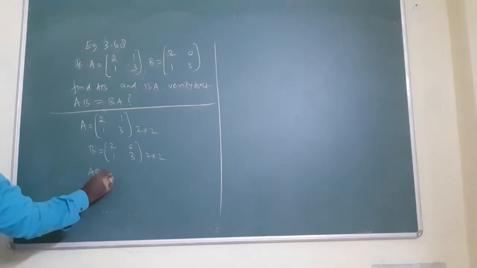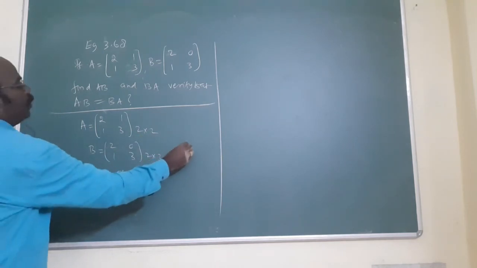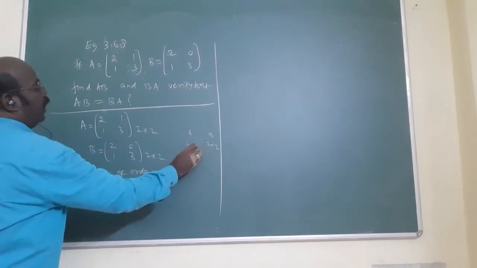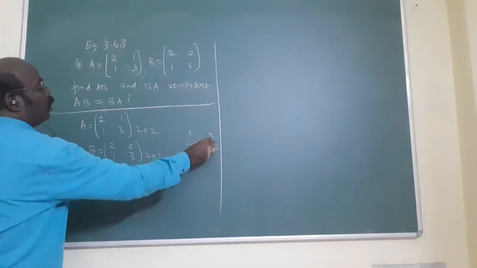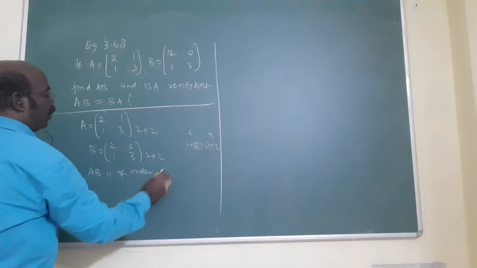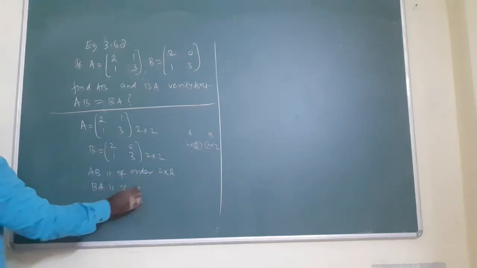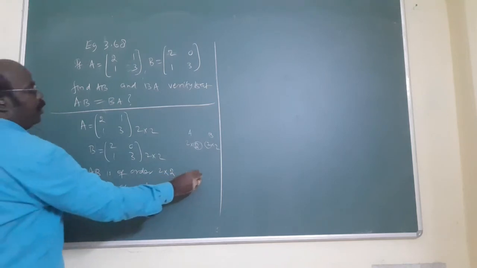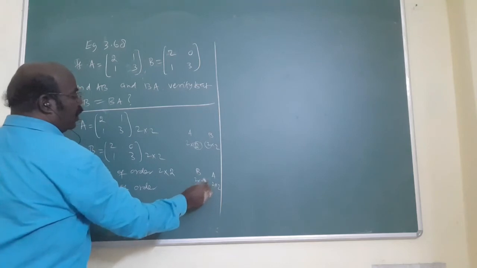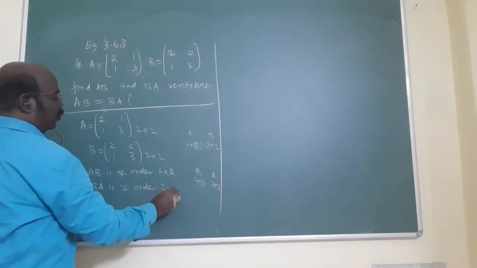Then AB is of order 2 cross 2. Am I correct? This is A, 2 cross 2. So automatically, the column of the first matrix is equal to the row of the second matrix. That's why multiplication is possible and we get 2 cross 2. Am I correct? BA is of order, the same thing. First B, B is 2 cross 2, A is 2 cross 2. Here also, the column of the first matrix equals the row of the second matrix, we get order 2 cross 2.